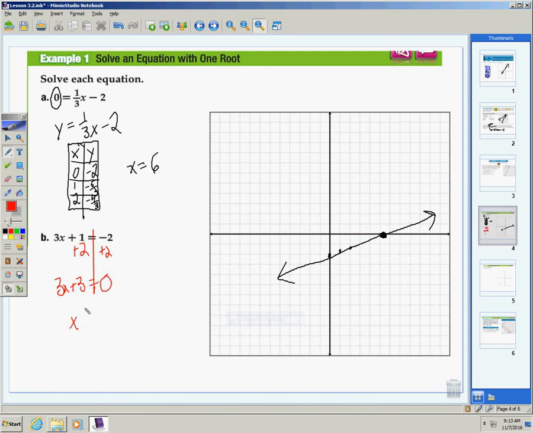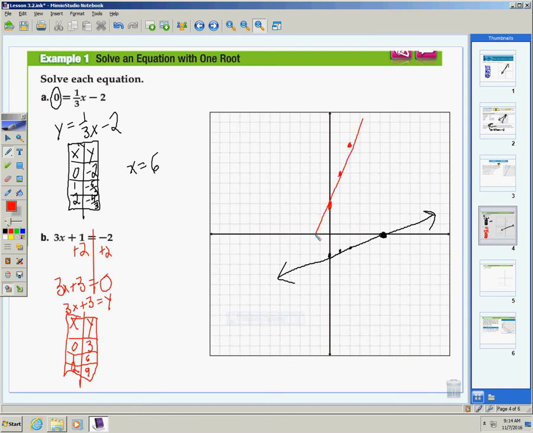And then I make my table for my three different values, 0, 1, and 2. When I plug in 0 for x, I get 3 for y. When I plug in 1, I get 6. When I plug in 2, I get 9. So now I just have to plot my points: (0, 3), (1, 6), (2, 9). And then I plot my line. And I can see it's about x equals -1.